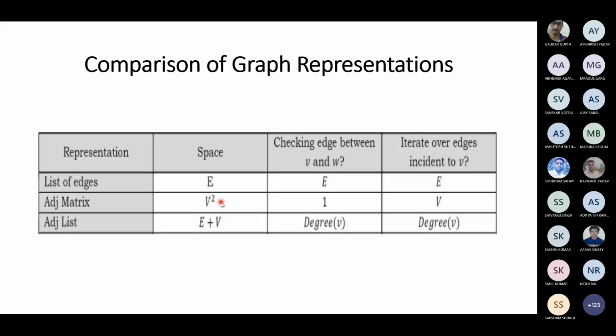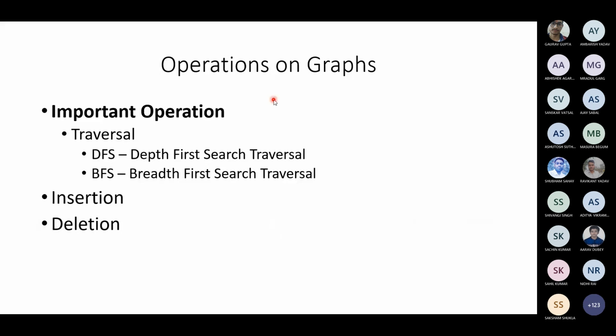The space and the edge. Yes, sir. Okay. We'll discuss the operations, then we'll stop. The important operations are traversal, insertion, and deletion. But traversal, how we are visiting each vertex in a graph, is very important. The important operation is traversal. Insertion and deletion, you can ignore.